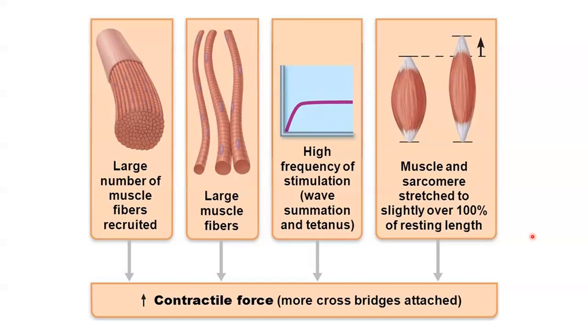So the 4 factors that we'll look at in more depth are the number of muscle fibres that are recruited or innervated, the size of these individual muscle fibres, the frequency of muscle stimulation, or how frequently we send action potentials to that muscle fibre, and then the resting length of the sarcomere, or of the muscle in general.